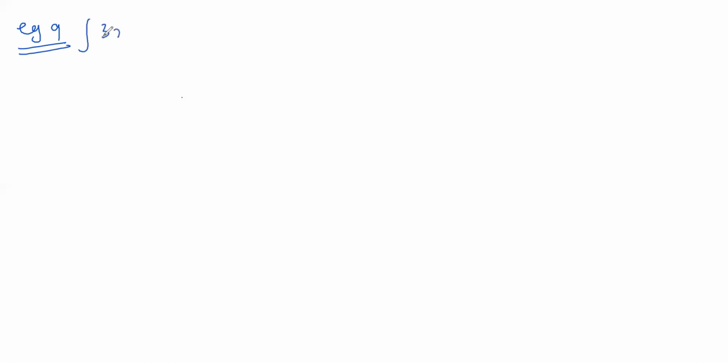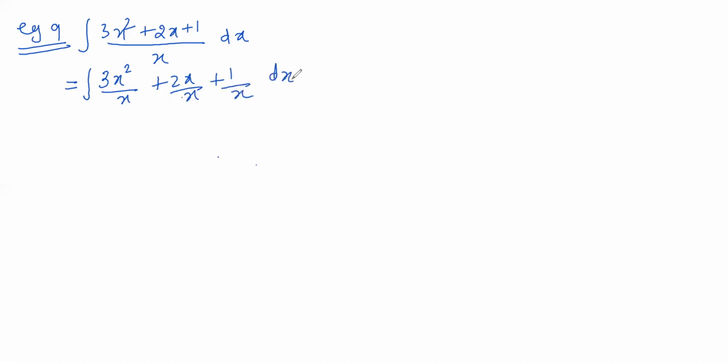First one, integral of 3x squared plus 2x plus 1 by x dx, right? As before, we can split into different terms because there are 3 terms in the numerator and 1 term in the denominator. So we write 3x squared by x plus 2x by x plus 1 by x dx. Now we simplify. This x and x get cancelled. 3x plus, x cancels, plus 2 plus 1 by x dx.